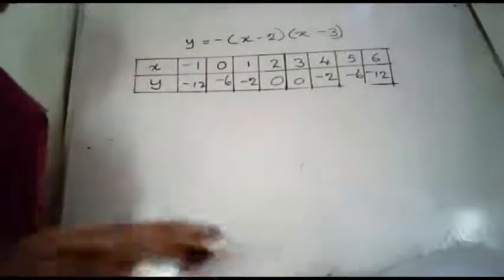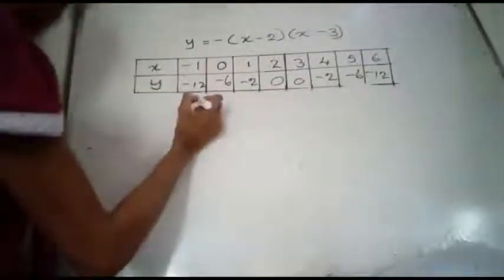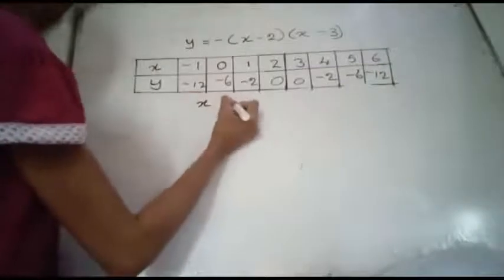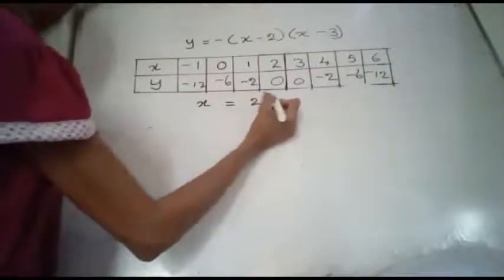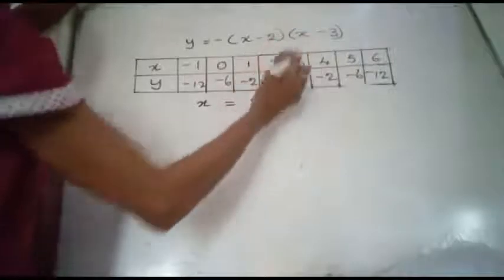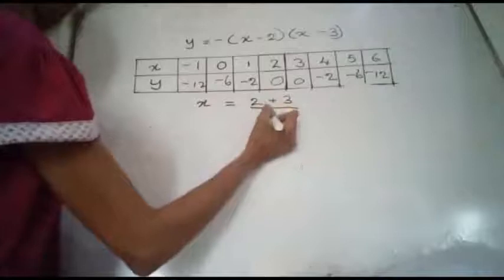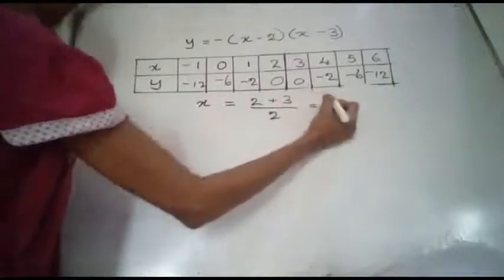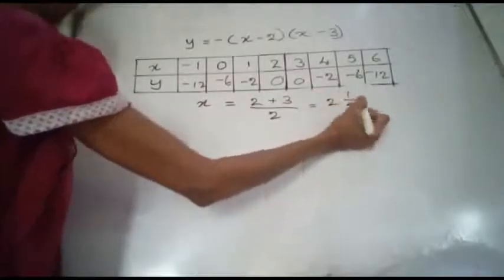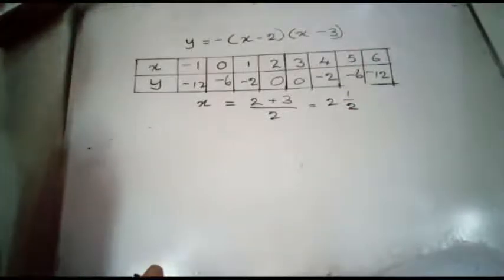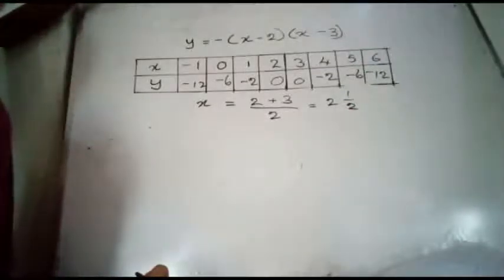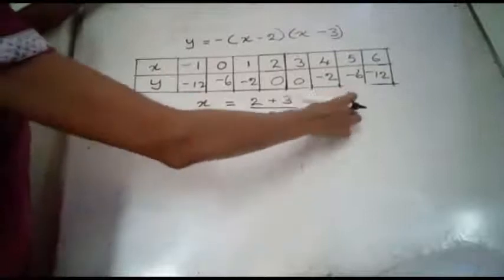We can find the equation of the axis of symmetry as 2 plus 3 divided by 2. 2 plus 3 is 5, 5 divided by 2 is 2 and a half. Then the equation of the axis of symmetry is x equals 2 and a half.